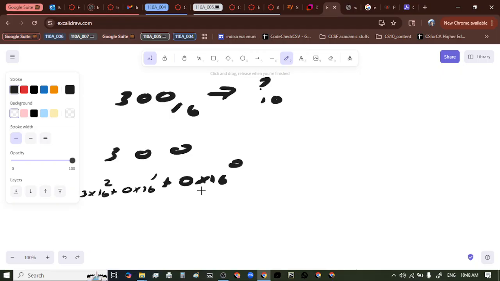Am I correct? So this is basically 3 times 256 plus 0 plus 0. Okay. So this is all 0 because we are multiplying by 0, right? I think 768, right? Yeah. Okay. So base 10.